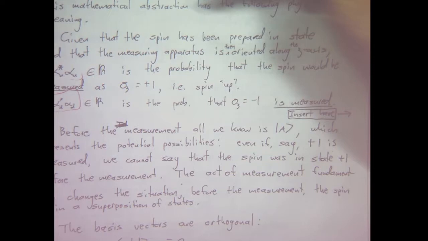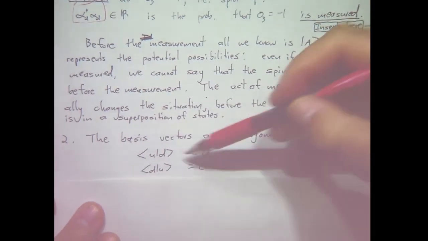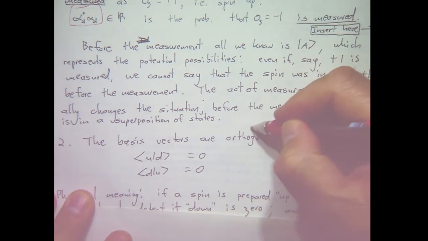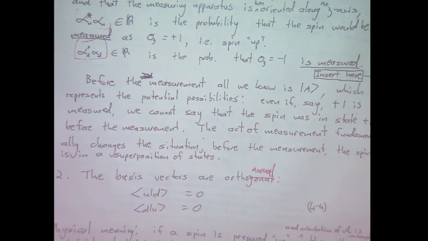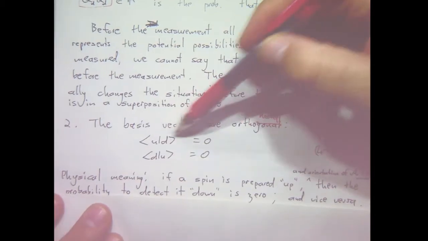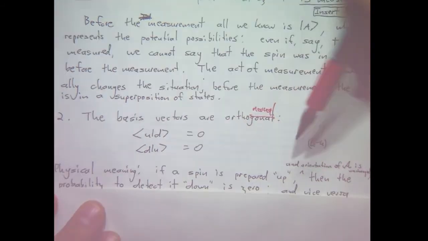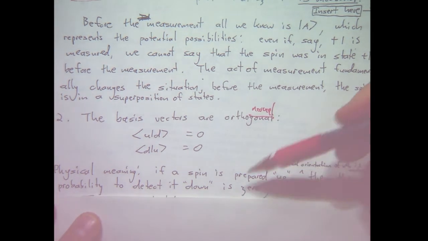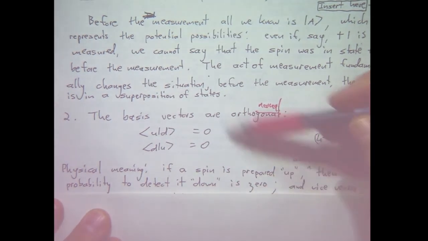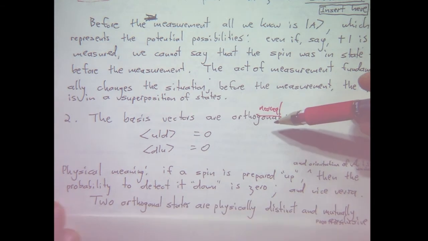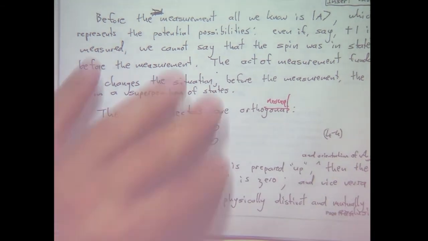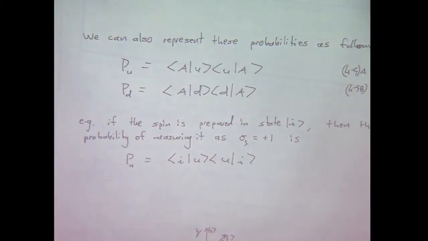The other thing we've already said is that the basis vectors are orthogonal. In fact, they need to be orthonormal, because these alpha star alpha are probabilities. The physical meaning of the inner product of the vectors being zero is that if a spin is prepared up and the orientation of A is unchanged, then the probability to detect it down is zero, and vice versa. They are mutually exclusive. The two orthogonal states are physically distinct and mutually exclusive. So all the mutually exclusive states in any quantum system are basis vectors on orthogonal axes.